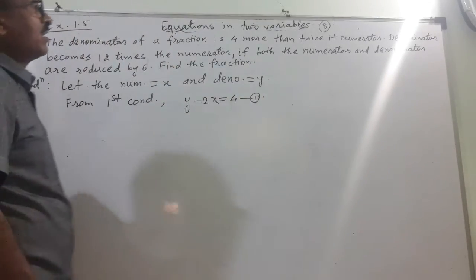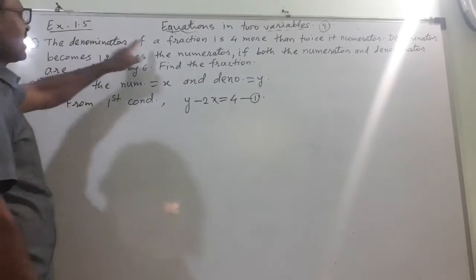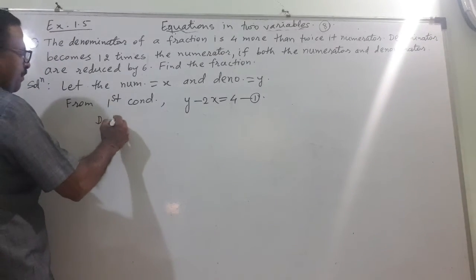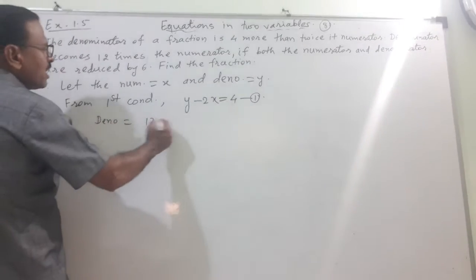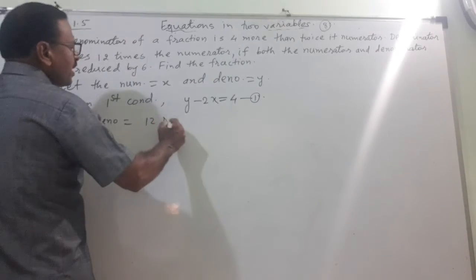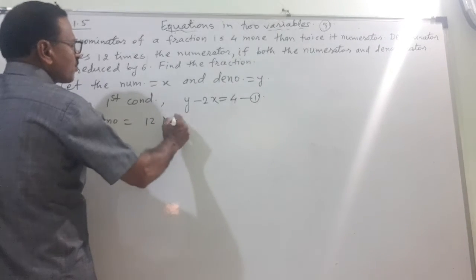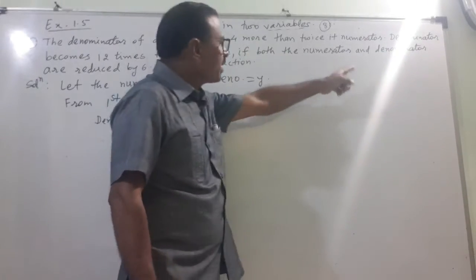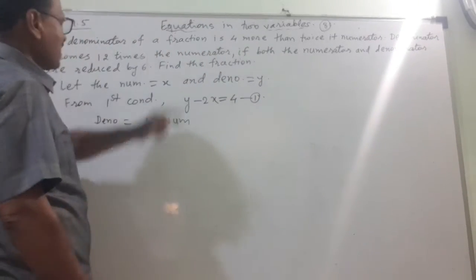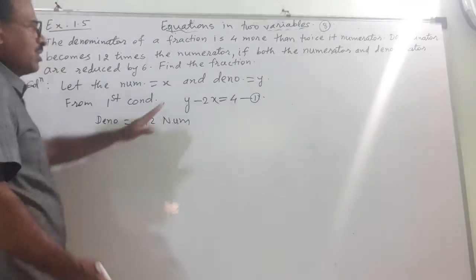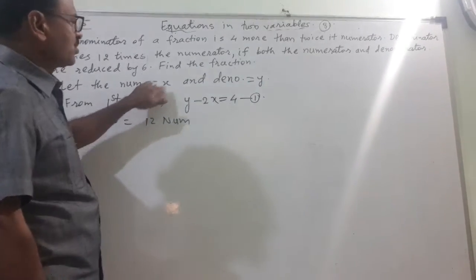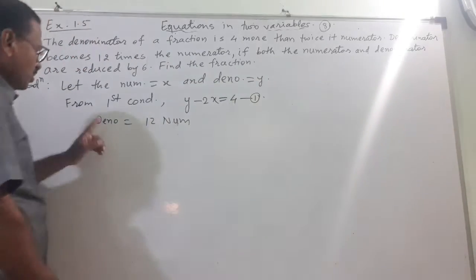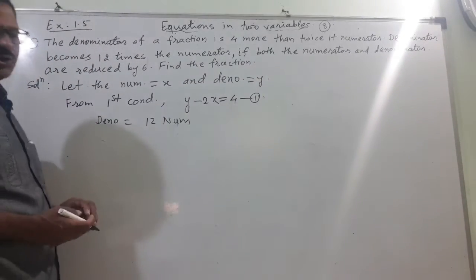Now, the denominator becomes 12 times the numerator. But if both the numerator and denominator are reduced by 6, the numerator will be x minus 6, the new denominator will be y minus 6, and that time the denominator is equal to 12 times the numerator.